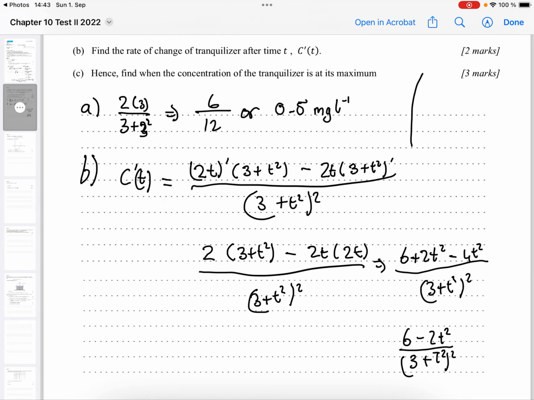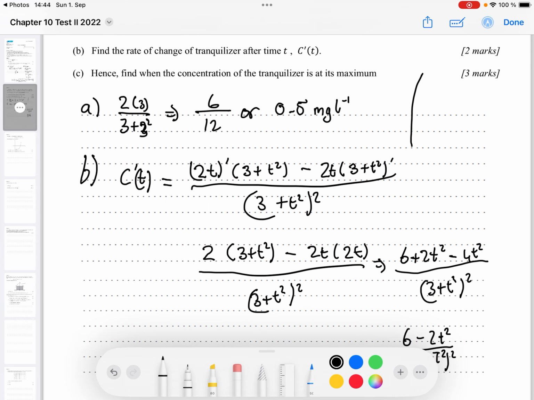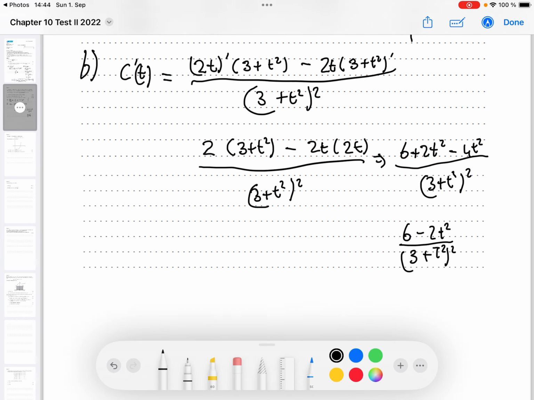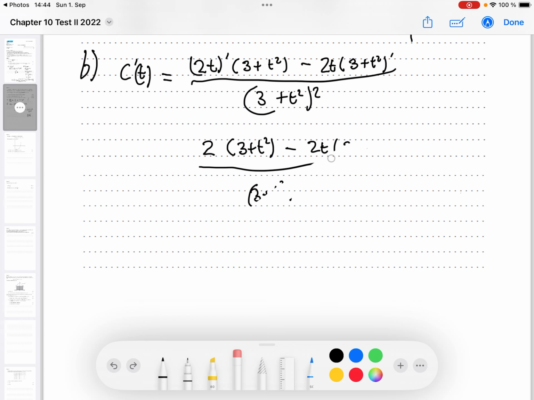And now part C says, hence find the concentration of the tranquilizer when it is at its maximum. So that means that when the concentration of the tranquilizer is at a maximum, we will have a point at which the derivative will be equal to 0. So it will look something like this for a quadratic, or something like this for a cubic, so along those lines. So for part C, we simply have to find when the derivative is 0, interpret the point at which it is 0, and then find f of that value.